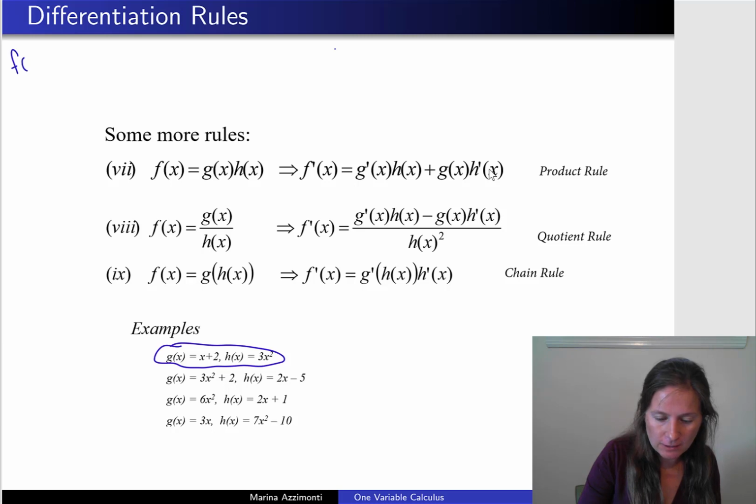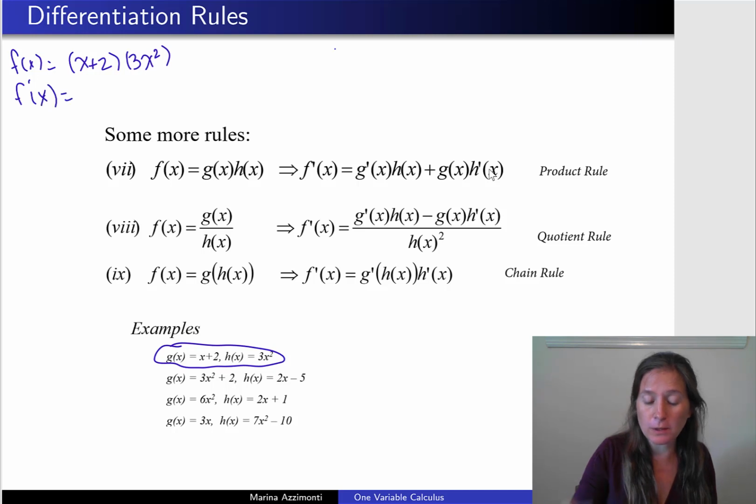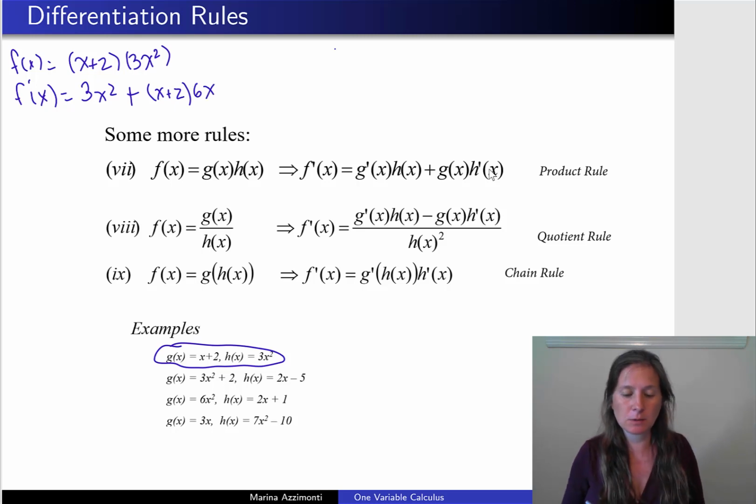So if f of x is the product of the 2 functions, x plus 2 times 3x squared, then f prime is going to be the derivative of the first. So the derivative of x plus 2 with respect to x is just 1, times the second function, plus the first function times the derivative of the second function, which is equal to 6x. So that's how we are going to compute it using the product rule.